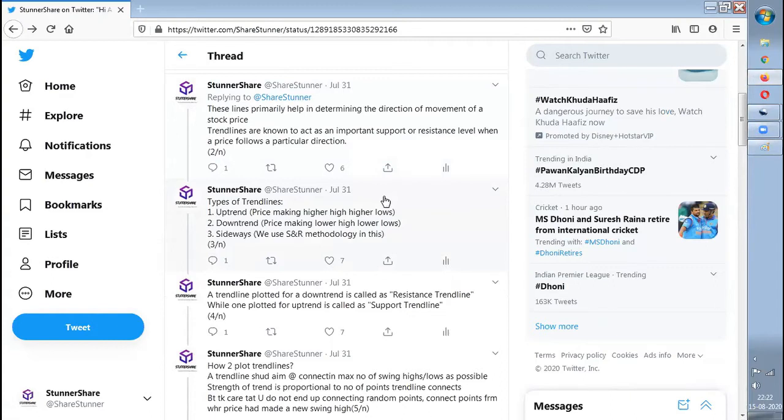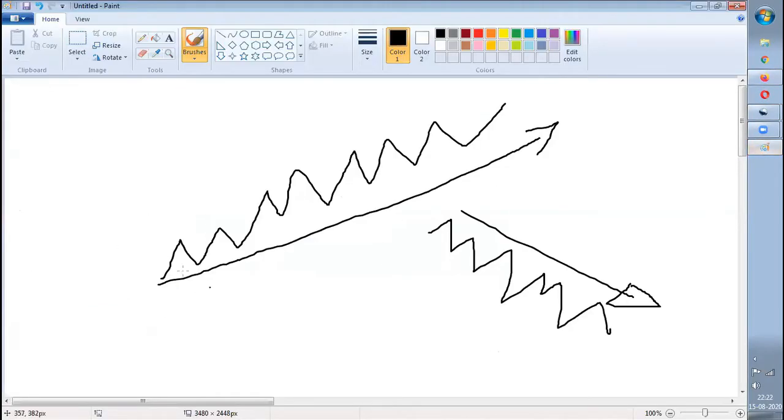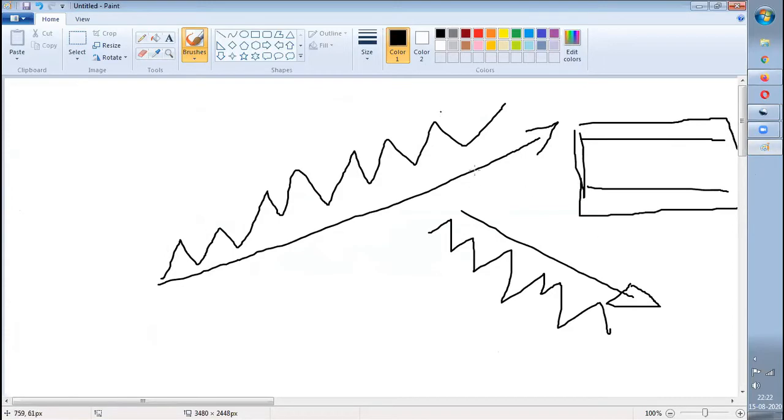The trend lines are known to act as an important support or resistance when a price follows a particular direction. So whenever a stock follows a particular direction, like an uptrend or a downtrend, this trend line can act as a support as well as resistance. In an uptrend, it can act as a support, and in a downtrend, it can act as a resistance. The same terms we use with horizontal support and resistance apply for the trend line support and resistance.